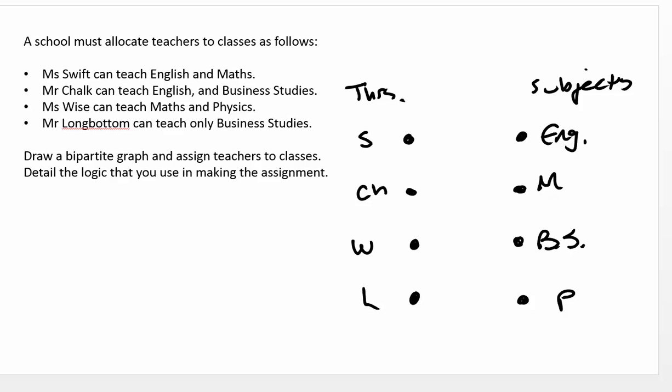So it looks like Swift can teach English and maths. So I'll draw a line between the English for her and the maths. Chalk can teach English and business studies. Ms. Wise can teach maths and physics. And Mr. Longbottom, only business studies.